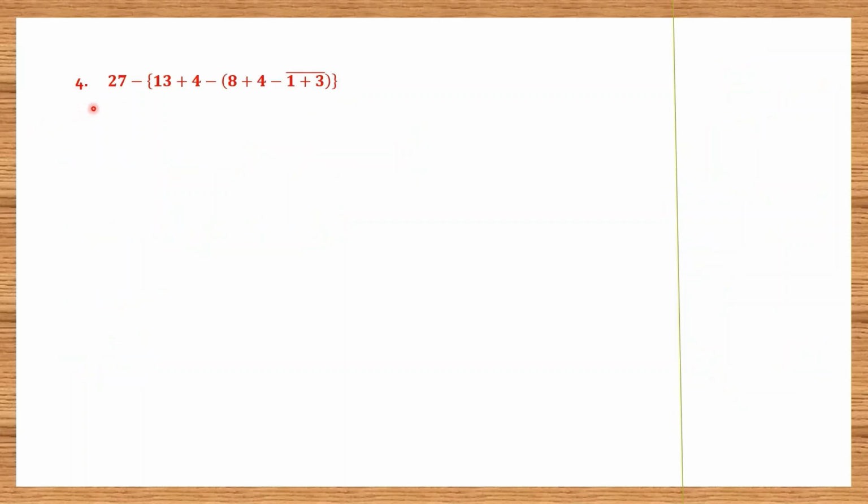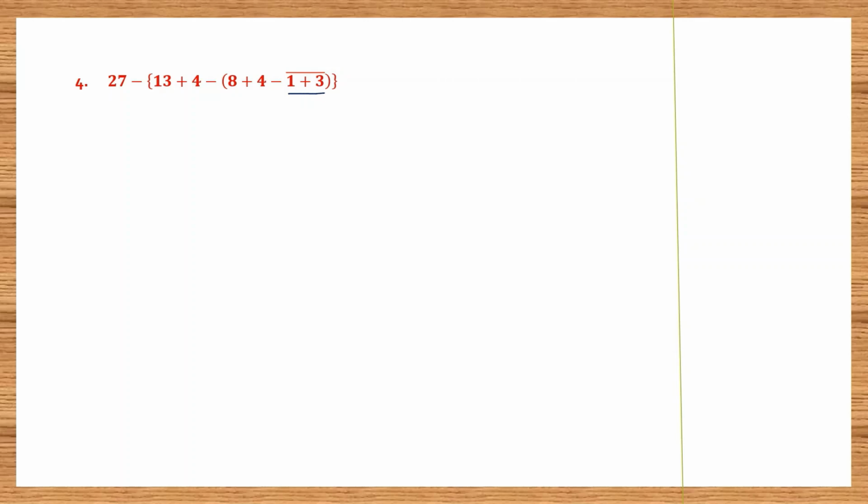Question 4. Now let's look carefully and see what brackets this question has. We have the curly bracket, the parenthesis, and then the bar bracket above these numbers. According to BODMAS, the bar bracket or the vinculum has to be done first. Now how do we remove the bar bracket? What is under the bar bracket is what we need to solve. Under the bar bracket we have 1 plus 3. We have to simplify that first. Okay, so this is what we need to do.